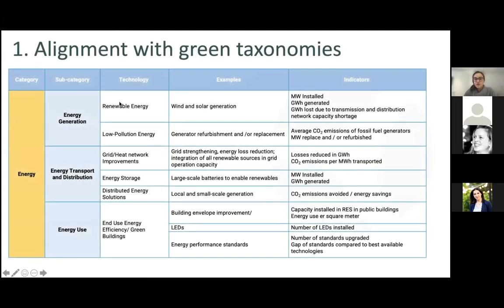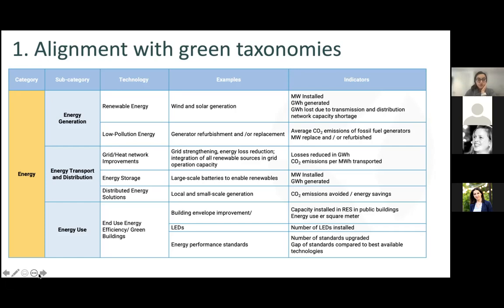You see, in respect of energy, the indicators you could keep track of depend on what you're doing. If you're looking at energy efficiency use within buildings, you could talk about the capacity that has been installed. You could talk about LED lights. You could talk about the standards, the upgrades, and so on.